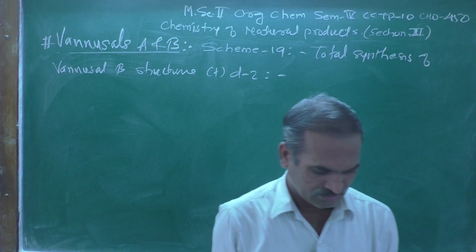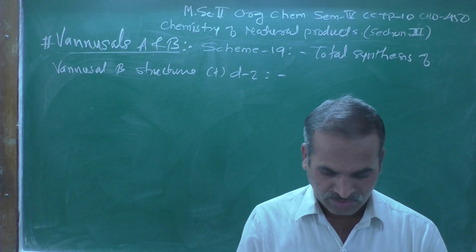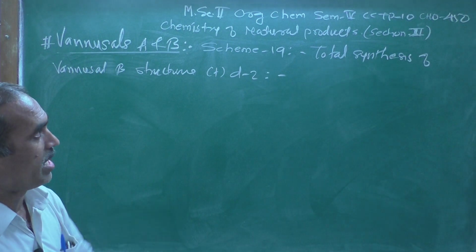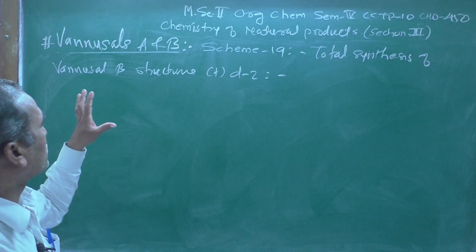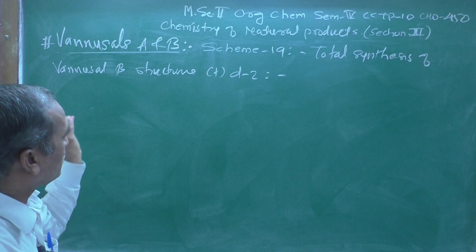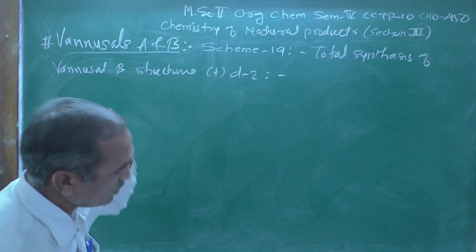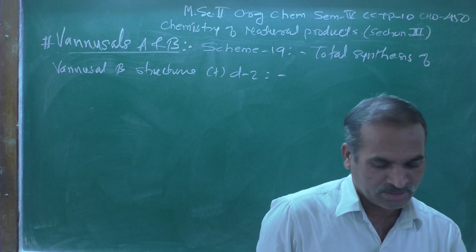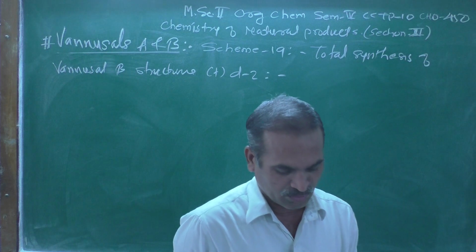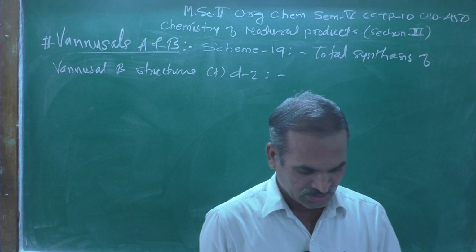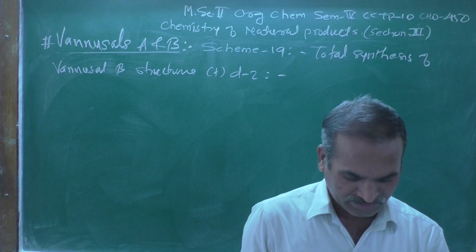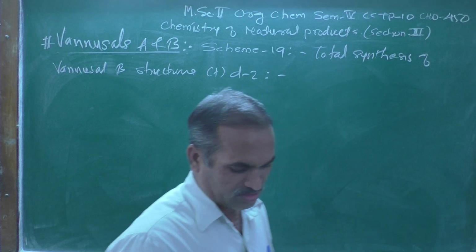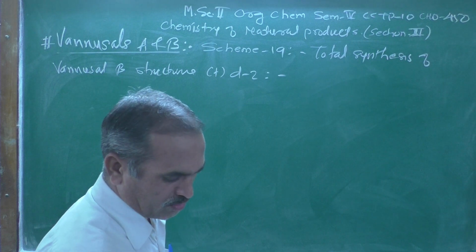Now, what are we going to discuss? We are going to discuss scheme number 19, which is a total synthesis of Vannusal B structure plus D2, meaning the diastereomer of Vannusal B that we are going to discuss over here. So, let us begin with structure number minus 25.